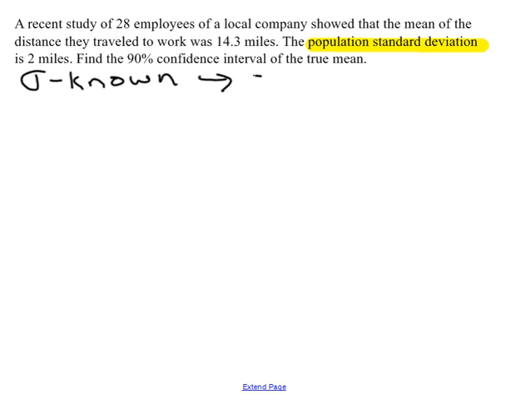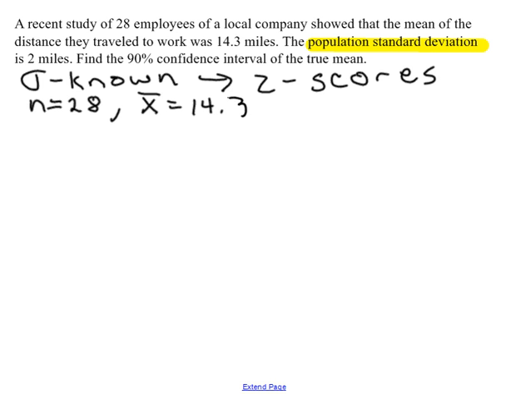We use z-scores, just like you did in Chapter 6 with normal probability. So we're going to have to find the z-scores when that time comes about. We are looking at a sample of size 28. We know that our x-bar, our point estimate, is 14.3. We know that our standard deviation is 2. So what we need to know now is the z-score.